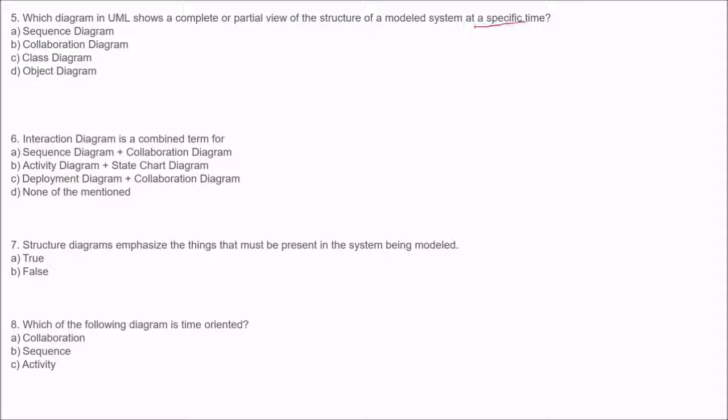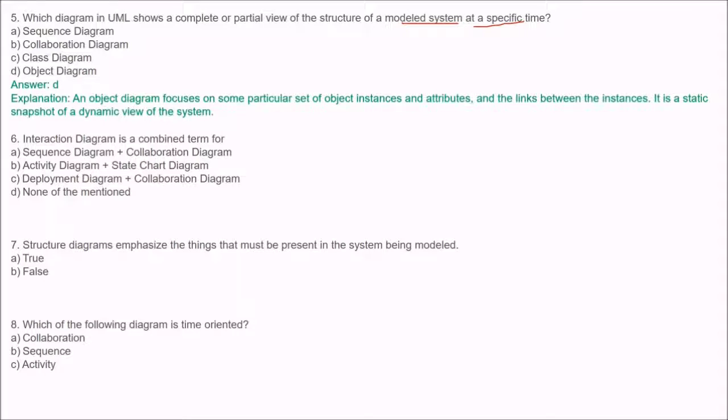Next is which diagram in UML shows a complete or partial view of the structure of a modeled system at a specific time? Which diagram? The answer is D, object diagram. The object diagram focuses on some particular set of object instances and their attributes and the links between these instances. So it is a static snapshot of a dynamic view of the system.